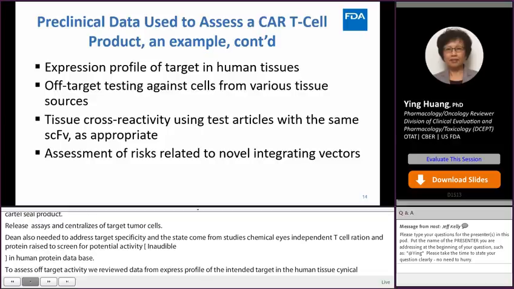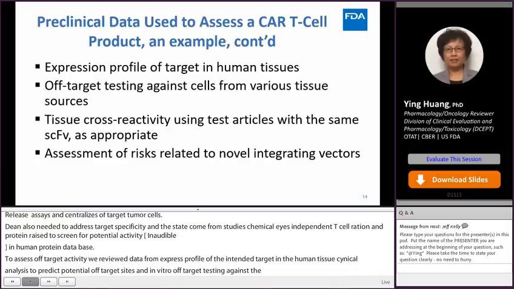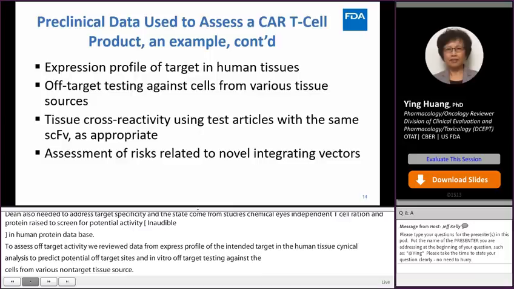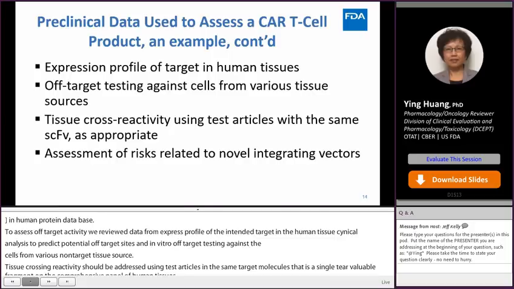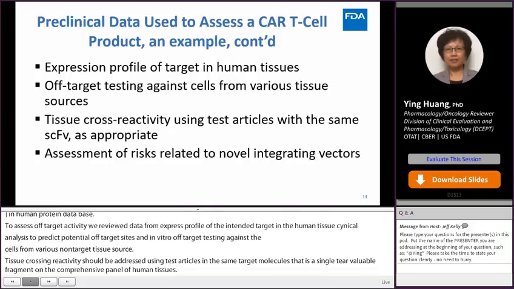Tissue cross-reactivity should be addressed using test articles with the same targeting molecules, that is, a single-chain variable fragment, on a comprehensive panel of human tissues. In addition, assessment of genomic risks related to novel integrating vectors should be considered.